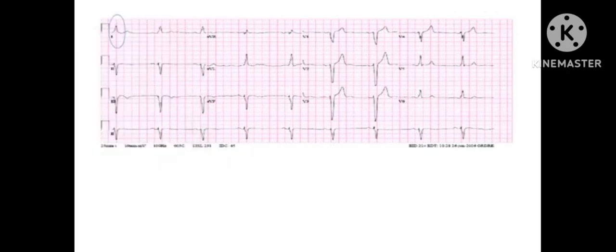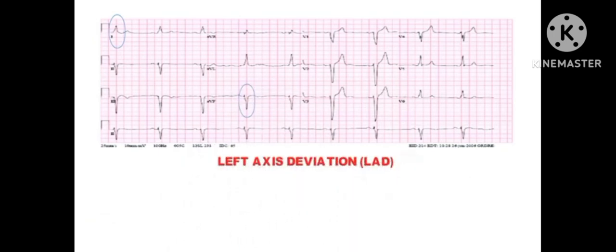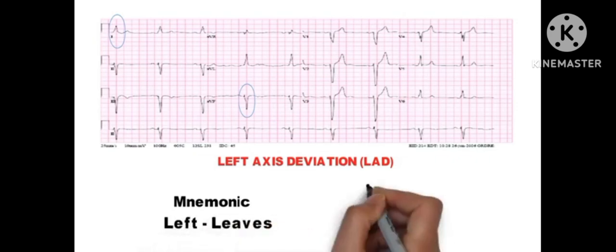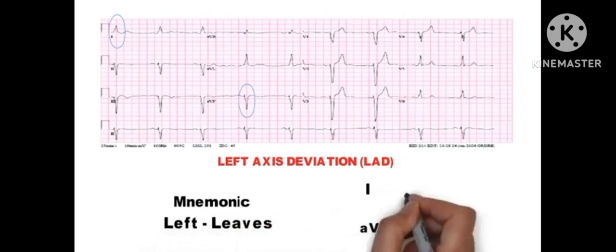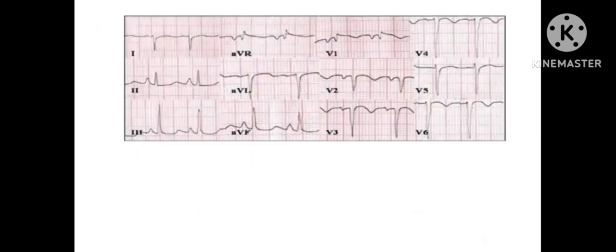Net QRS in lead 1 is positive and net QRS is negative in AVF. So this ECG is showing left axis deviation or LAD. And you can remember this by a mnemonic, left leaves, where net deflections in lead 1 and AVF are in opposite directions, as if they are leaving.